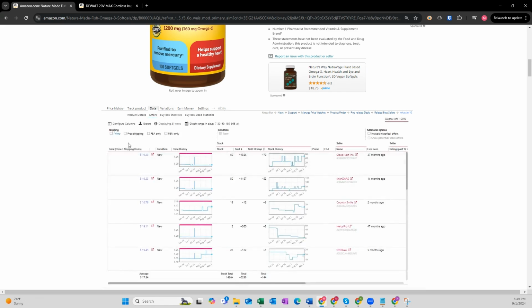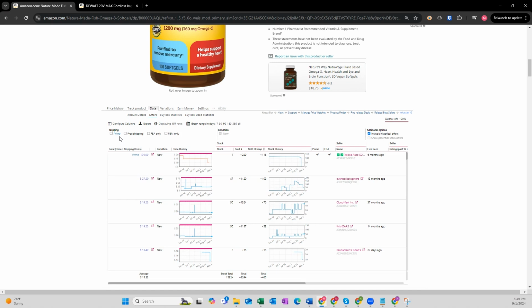So coming in here, taking a look at data offers is what we're going to do for all of these. What you need to make sure we do is go ahead and include all historical offers because we want to include anyone that ran out of stock, which is of course the people we want to reference because we can make the assumptions that they sold the product.